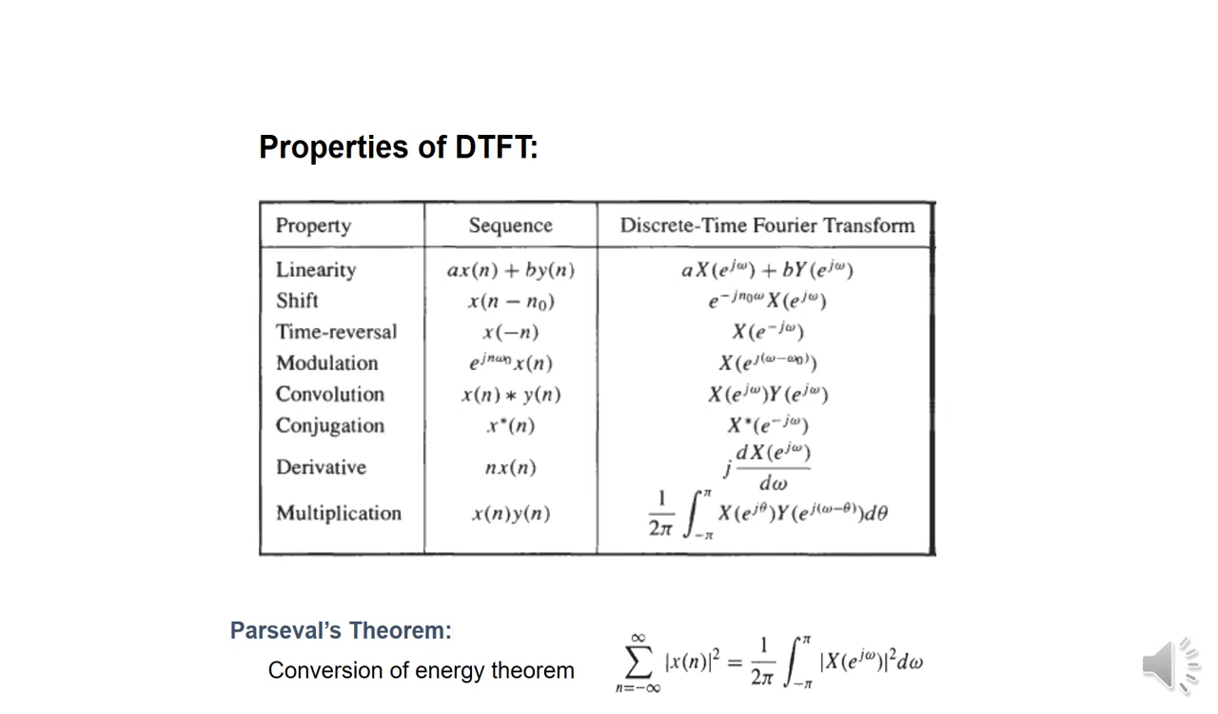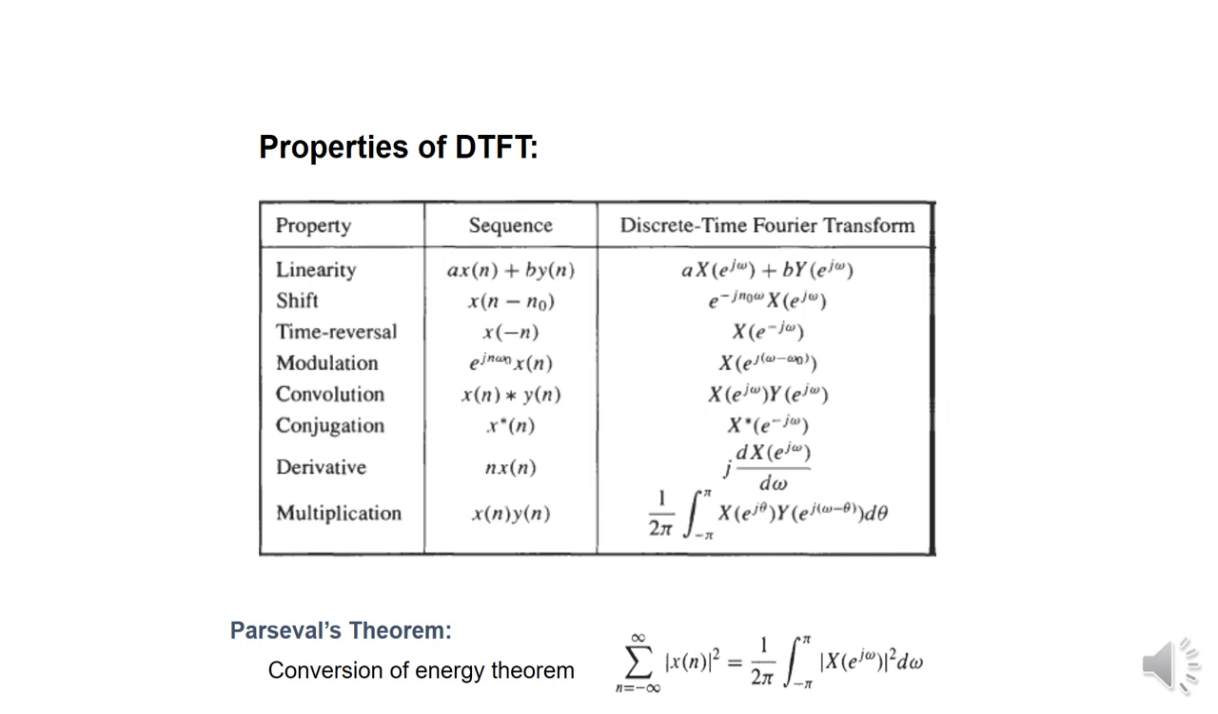Then modulation means when you multiply by the complex value e to the power j n ω naught in the time domain, it actually shifts in the frequency domain. That means you have to replace your DTFT function, X(ω), which is the same as X(e^jω), by X(ω minus ω naught). ω should be replaced by ω minus ω naught, which indicates a shift, right?